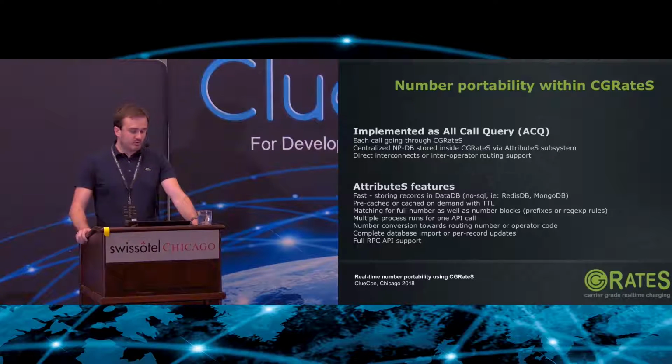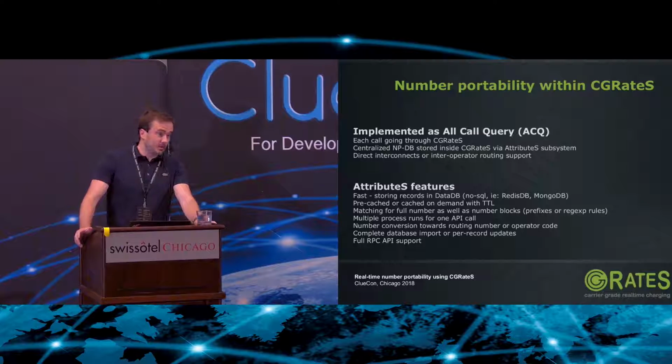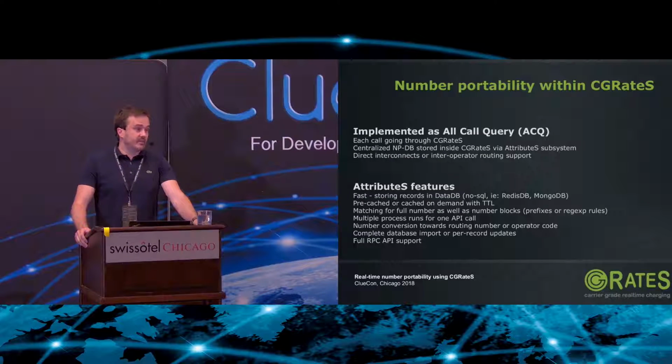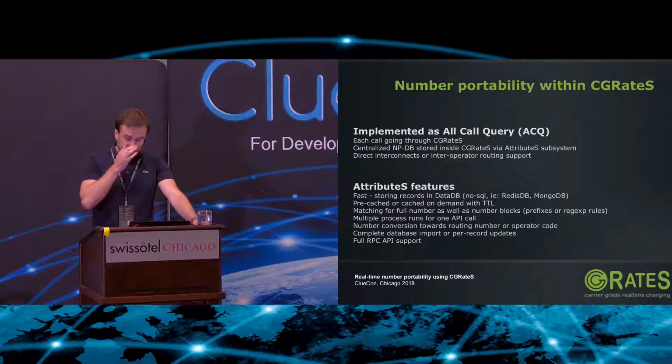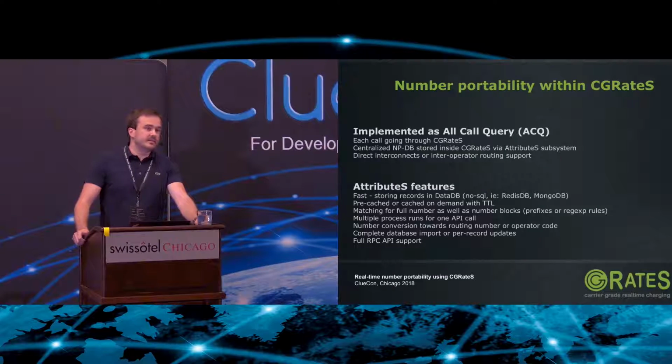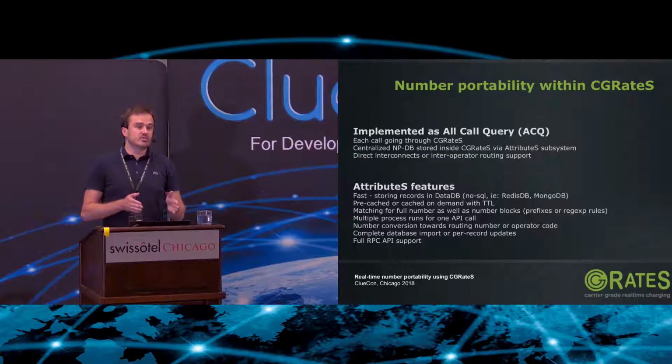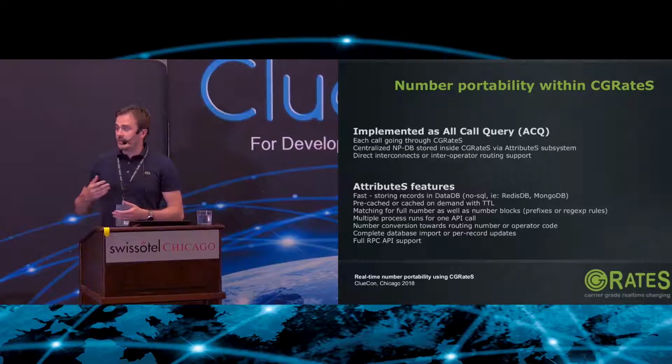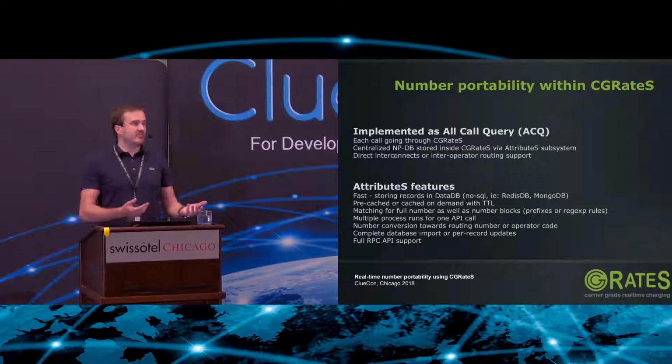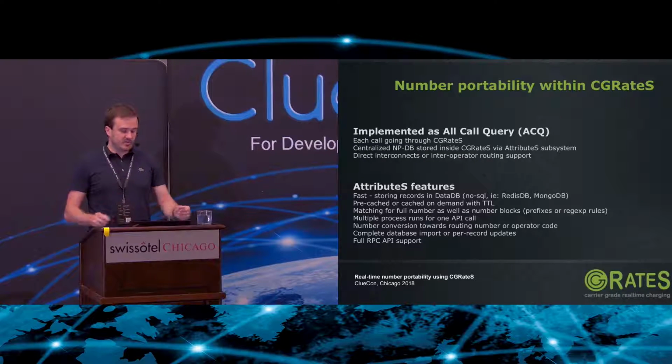Matching can be done for full number or number blocks. This can be done via prefixes or some regex rules. The regex part, due to performance, can be done if you associate it with another type of matching via strings, because we index, and due to the speed requirements, we index only the strings. So we first always query the string part.